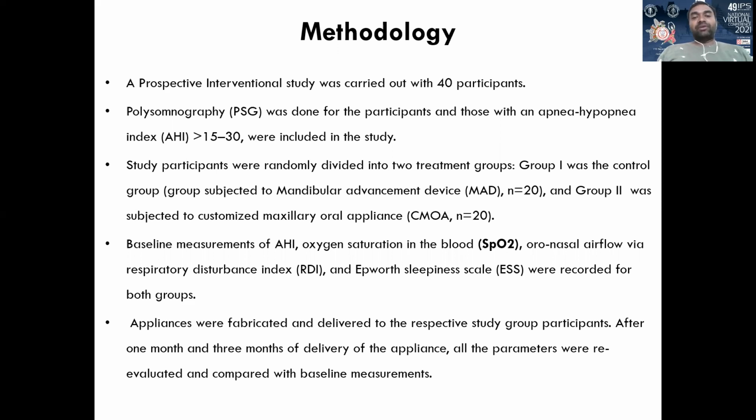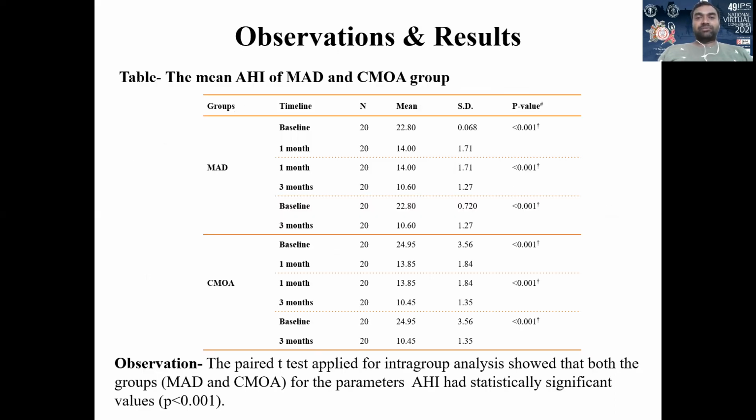Baseline measurement of AHI, oxygen saturation in the blood, that is SpO2, oronasal airflow via respiratory disturbance index, that is RDI, and Epworth Sleepiness Scale ESS were recorded for the groups. Appliances were fabricated and delivered to the respective study group participants. After 1 month and 3 months of delivery of the appliance, all the parameters were re-evaluated and compared with the baseline measurement.